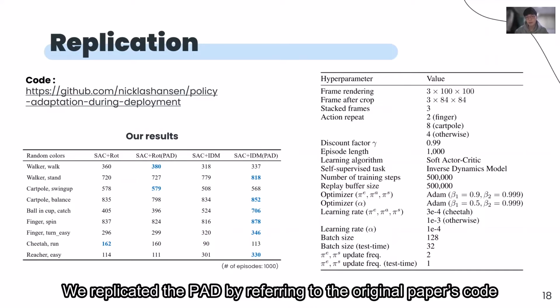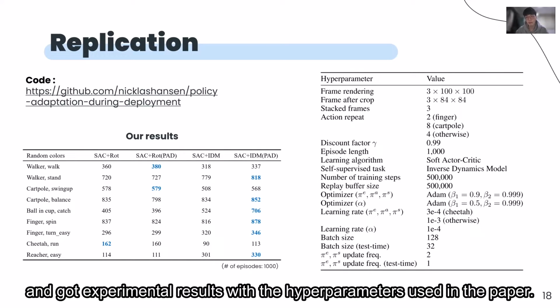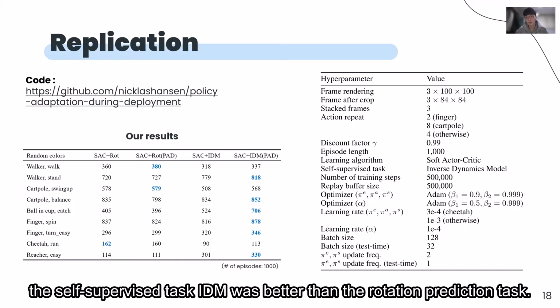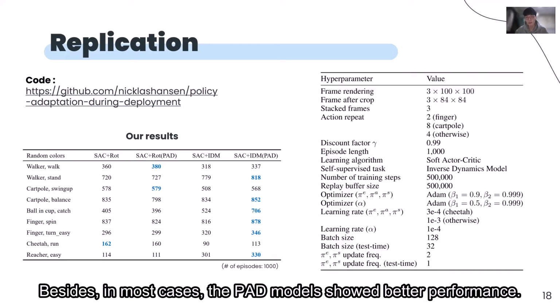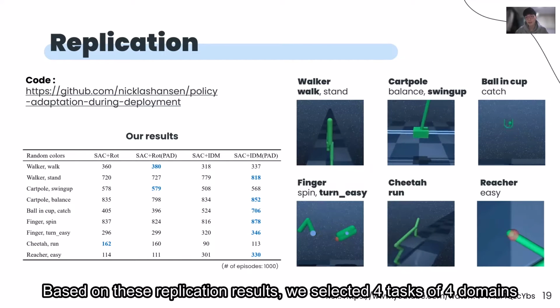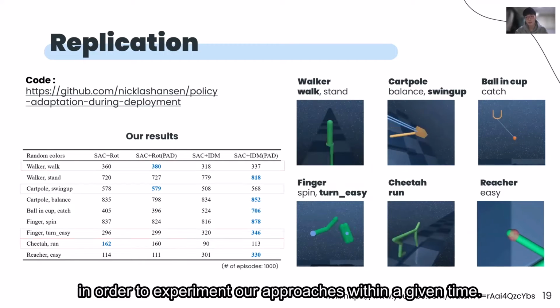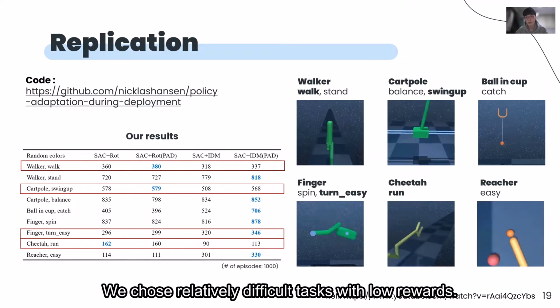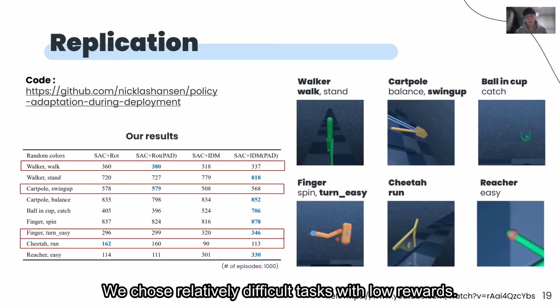We replicated PAD by referring to the original paper's code and got experimental results with the hyperparameters used in the paper. Similar to the paper, our replication results show that the inverse dynamics task was better than the rotation prediction task. Besides, in most cases, the PAD models showed better performance. Based on these replication results, we selected 4 tasks of 4 domains and decided to focus on these tasks in order to experiment with our approaches within the given time. We chose relatively difficult tasks with low rewards.